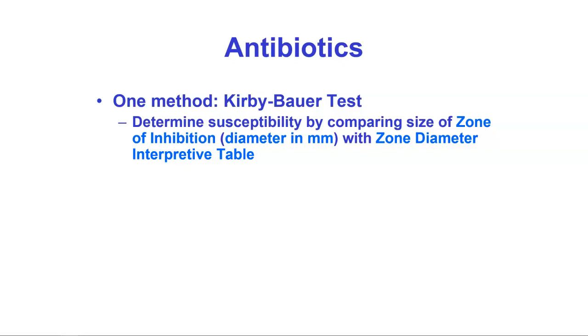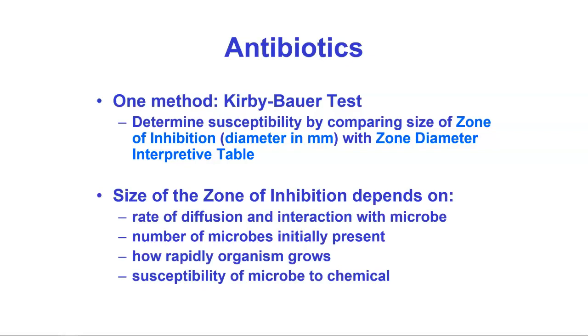and see how specific things work. The size of the zone of inhibition depends on the rate of diffusion and interaction with the microorganism. It also looks at the number of microorganisms that are initially present, how rapidly the microorganism grows, and how susceptible the microorganism is to the chemical. So if something diffuses very quickly, you might have a very large diameter zone.